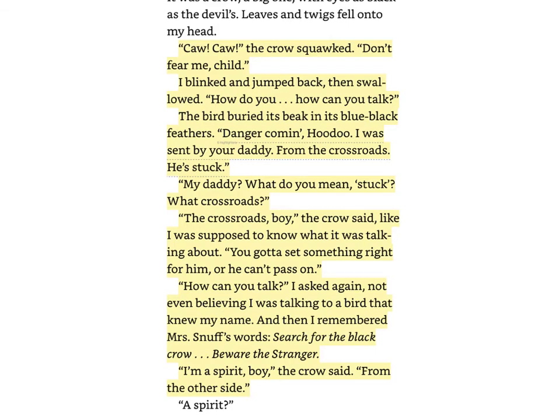"You got to set something right for him or he can't pass on." "How can you talk?" I asked again, not even believing I was talking to a bird that knew my name. And then I remembered Mrs. Snuff's words: search for the black crow, beware the stranger. "I'm a spirit, boy," the crow said, "from the other side."